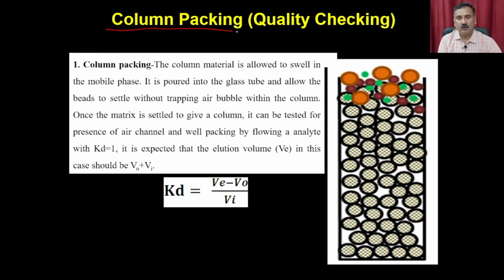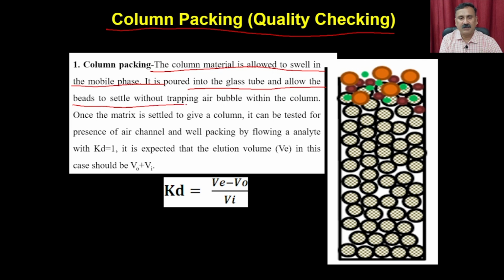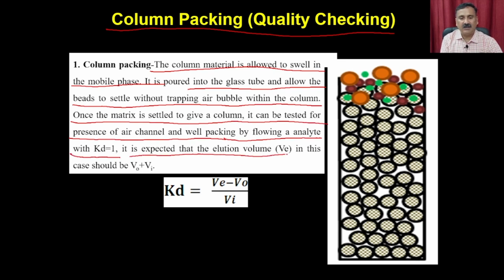Once you pack the column, you also have to do a quality check, right? So the column material is allowed to swell in the mobile phase. It is poured into the glass tube and the beads are allowed to settle down without trapping air bubbles within the column. Once the matrix has settled down in the column, it can be tested for the presence of air channels, and for good packing, by following an analyte with a KD equal to 1. It is expected that the elution volume in this case should be VE plus VO, which means it is going to be in the inner part of the pores, right?